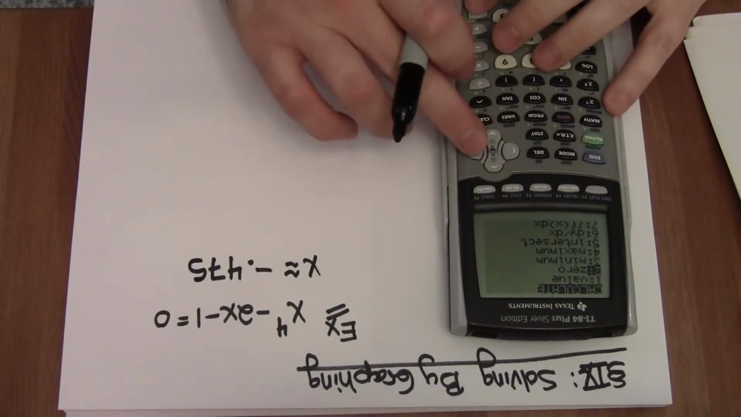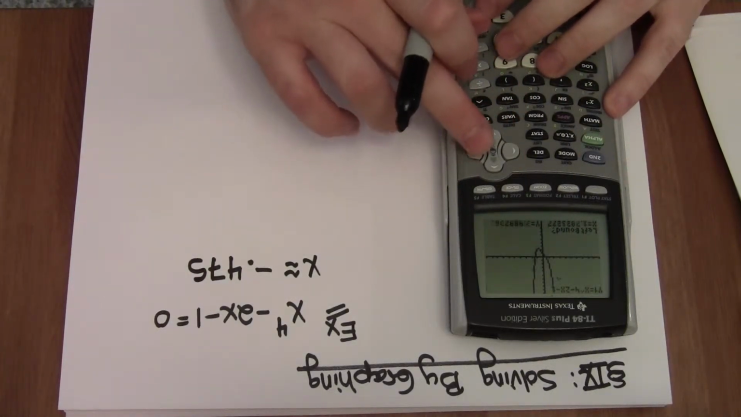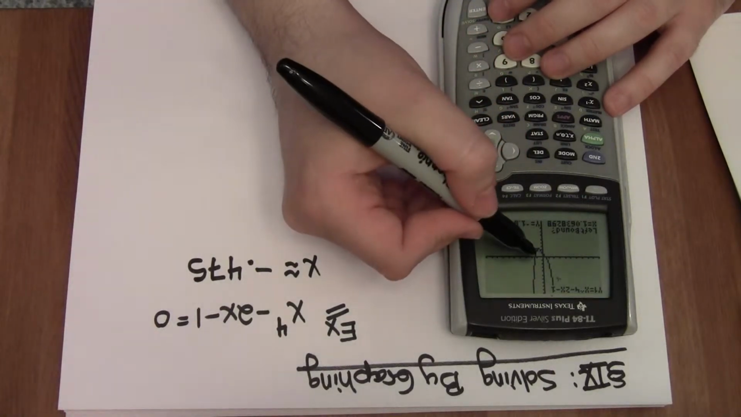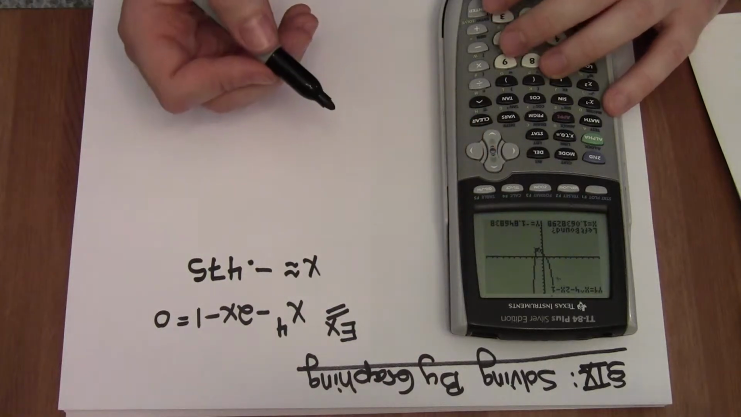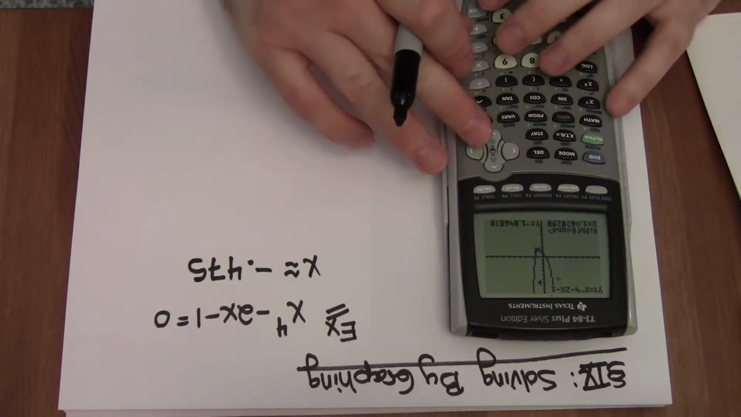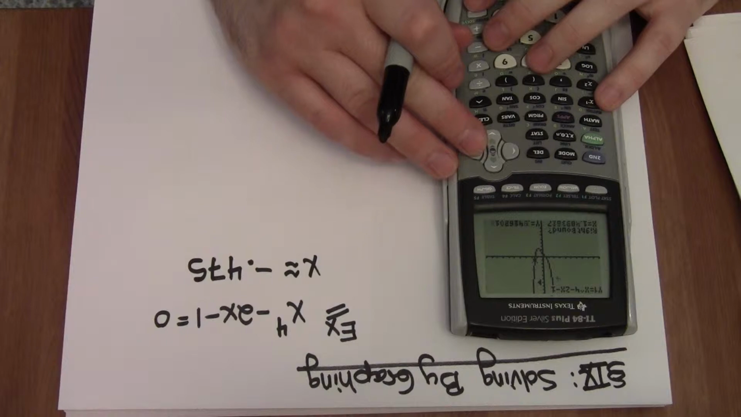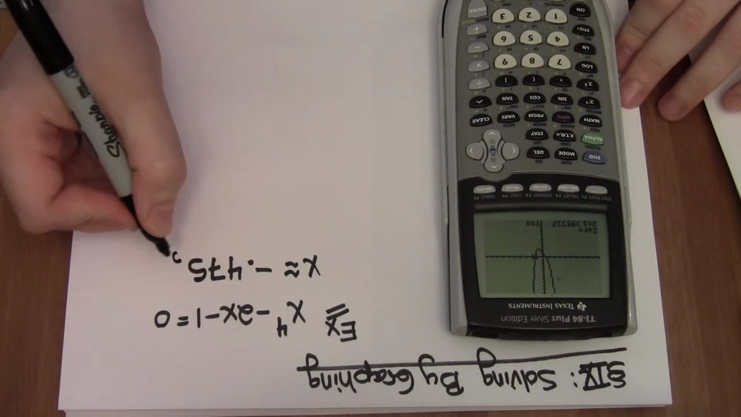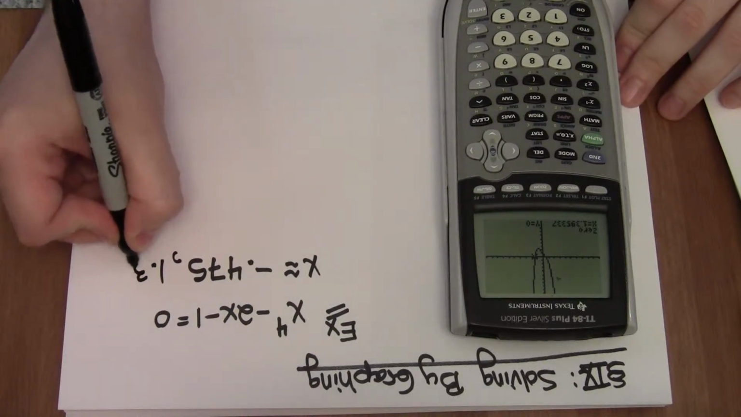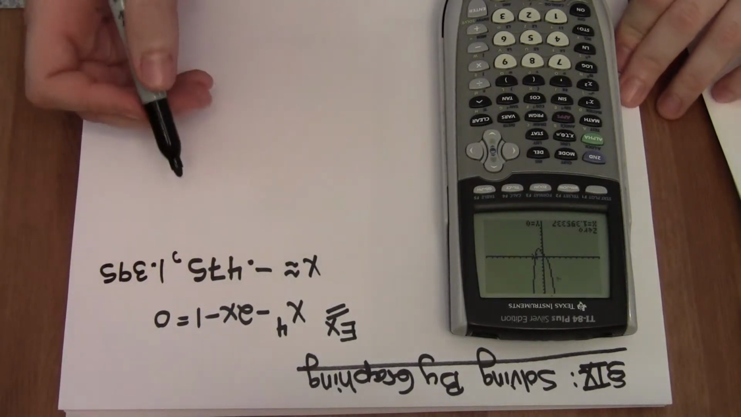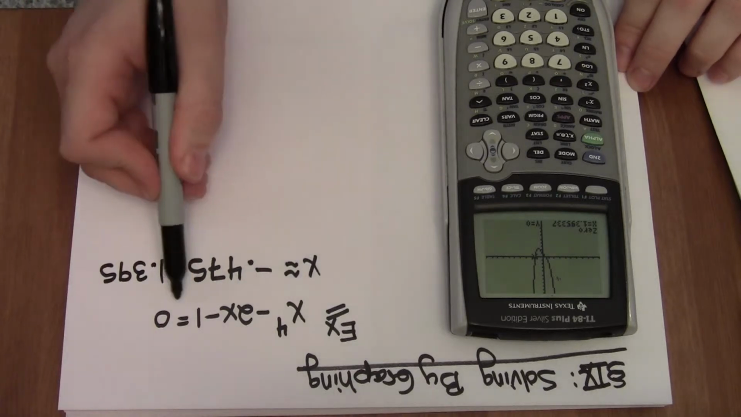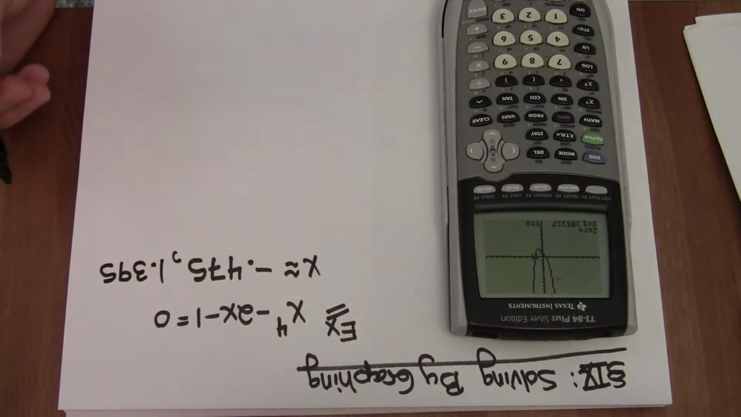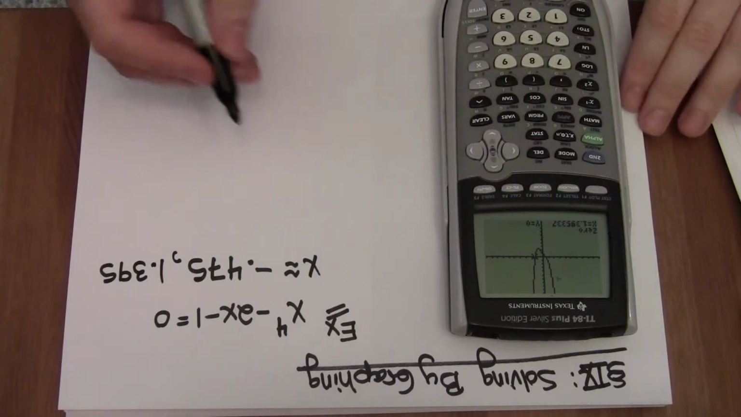I now need to repeat this process for the next x-intercept. Second calc, I want to find the zero over here. I need to start by moving to the left of that x-intercept, and left in this case would be below the x-axis, so move a little to the left and push enter. Move a little to the right of the x-intercept, in this case above the x-axis, and push enter. And our second value is about 1.395. If you wanted to check these, you could plug it into the function, raise it to the fourth, minus 2 times that number, minus 1, and you get something pretty close to 0.